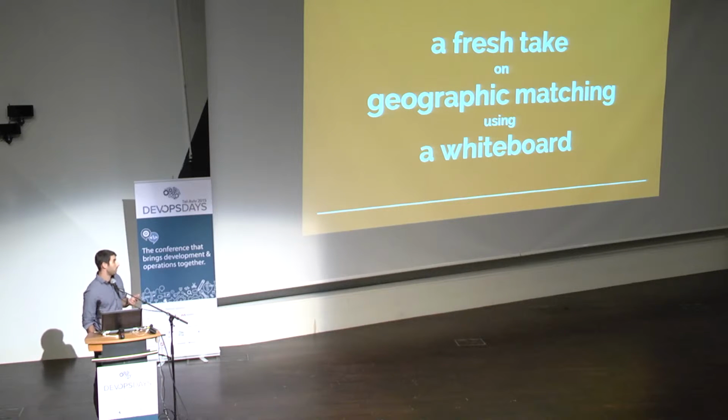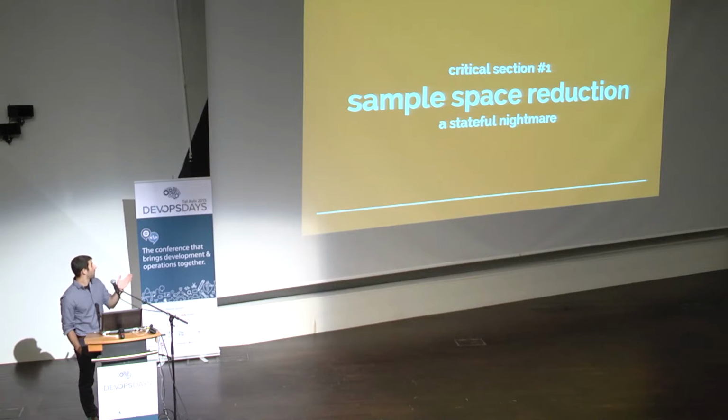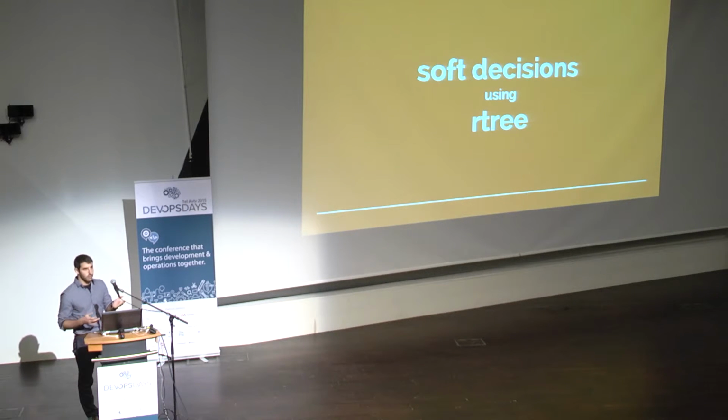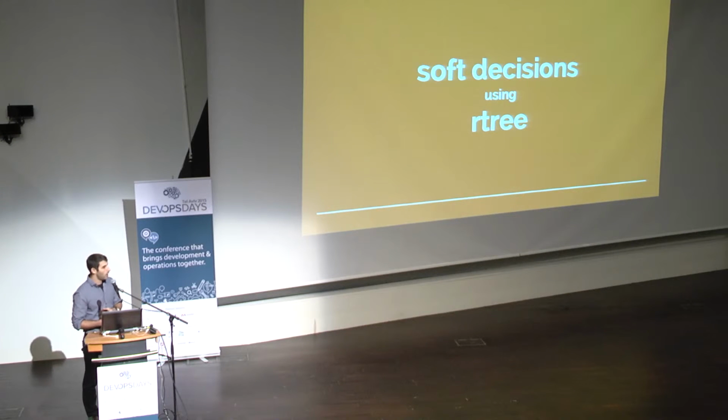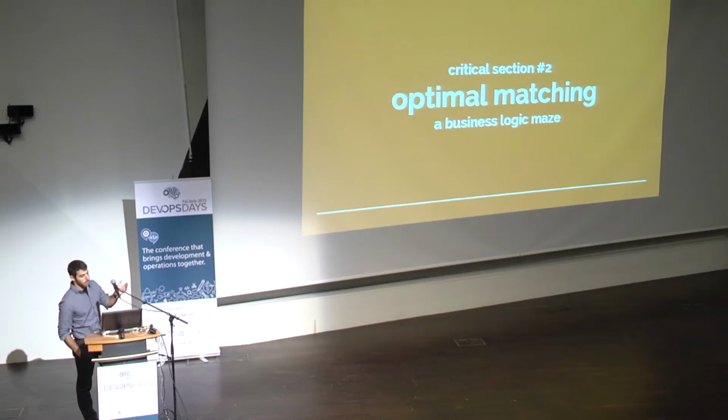Basically, we mostly used a whiteboard. Most of the work was done by just redesigning the entire system, and we found those critical sections. The first critical section is sample space reduction, which is a big way of saying, let's take just part of the entire world to do your calculation on. That's a fairly common technique, just called soft decisions. And we did that using R-Tree, which is a Python class, in order to stay in the client's ecosystem. And behind the scenes R-Tree is built with C, so we got good performance from it.